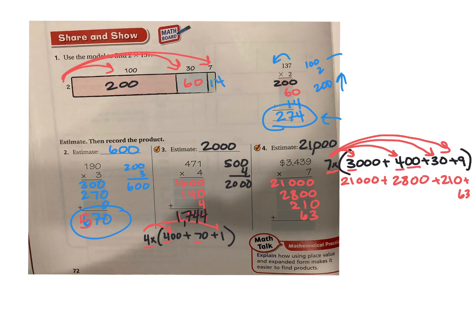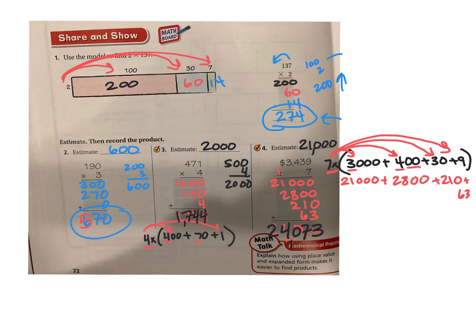I will add those all together. 0 plus 0 plus 0 plus 3 is 3. 1 plus 6 is 7. 8 plus 2 is 10. 1 plus 1 is 2 plus 2 is 4. And 2 plus nothing is 2. I ended up with 24,073. 24,073 is the answer I ended up with. And yes, it is a little more than 21,000, just like we said it would be.